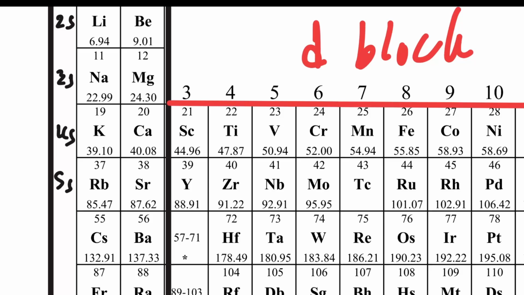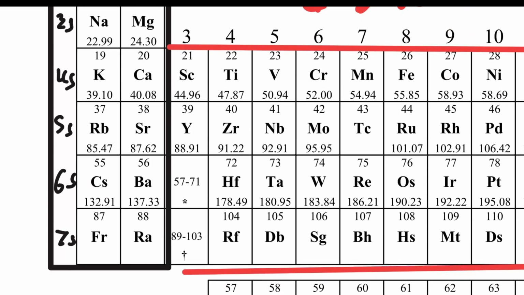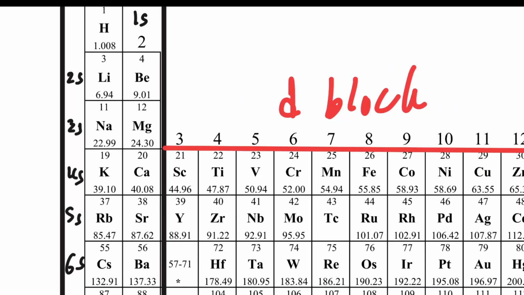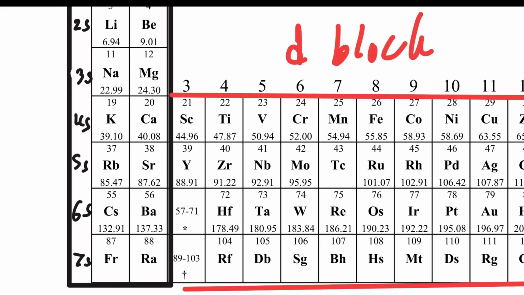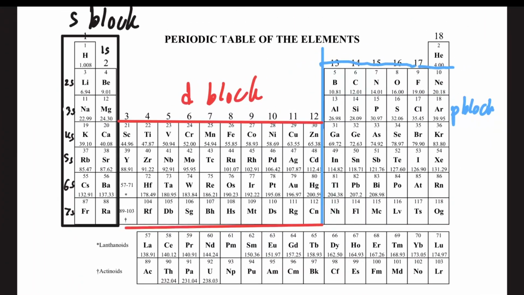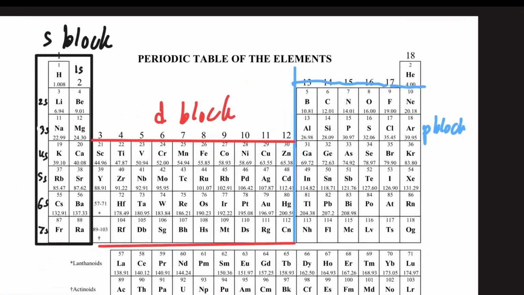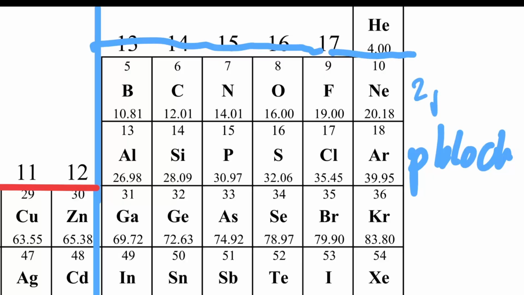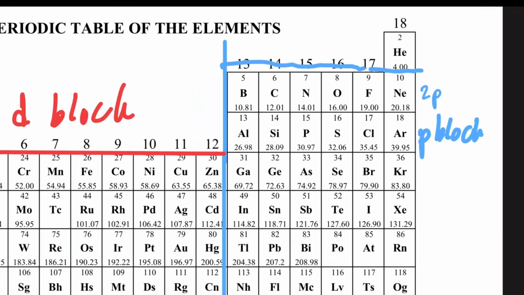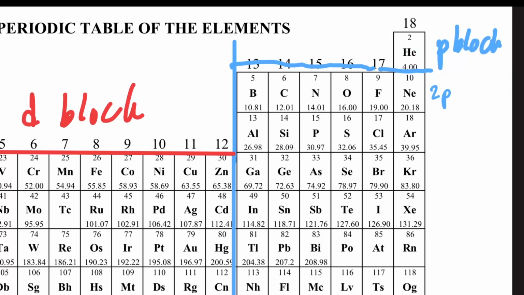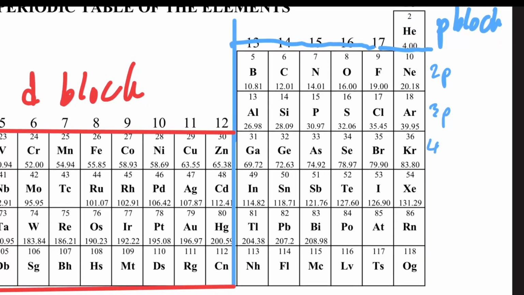So each period here is going to be something. Sorry for my handwriting, but I think you understand what I'm talking about. So this would be 3s, 4s, 5s, 6s, 7s. Now here, exact same thing, except you don't start at 1s. This is the second period, so this would be 2p. This one will be 3p, 4p, 5p, 6p, 7p.